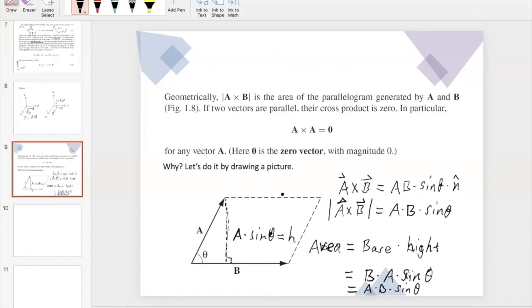Because the magnitude of A cross B is the area of its parallelogram, A cross A equals 0, because the area of the parallelogram generated by vector A and itself should be 0. If this is A, and you draw another A, the area is 0. So finally, A cross A is 0.